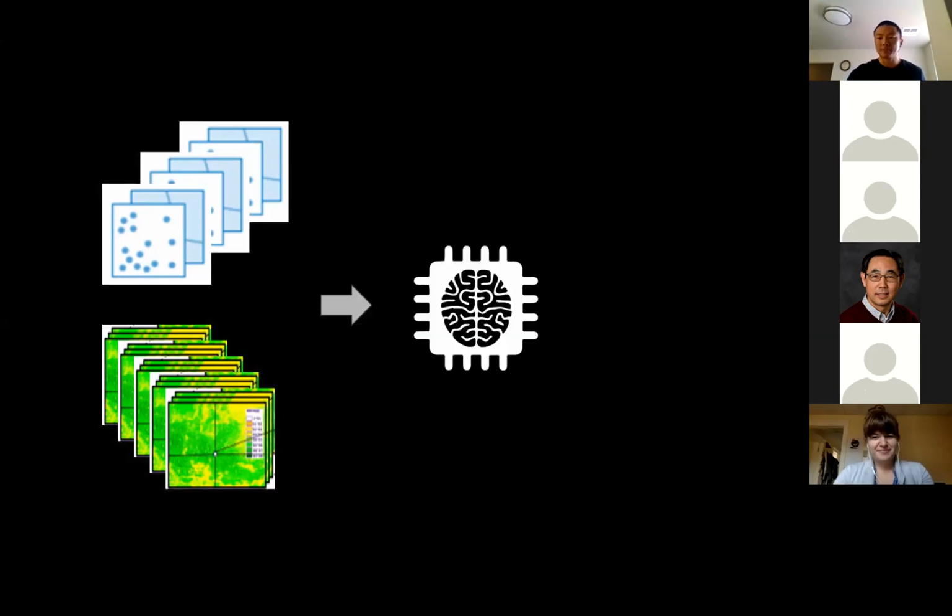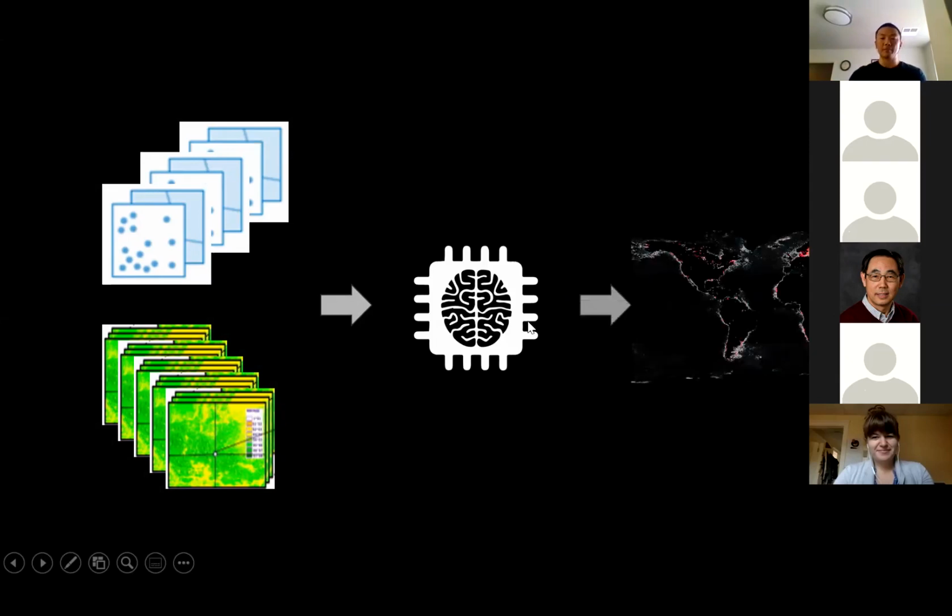So I was wondering, could we just synthesize two kinds of data sets? One is the observational data, and another is a bunch of remote sensing data, and input them into a machine learning algorithm, and boom, we can produce such a map and monitor the dead zone change across the globe.